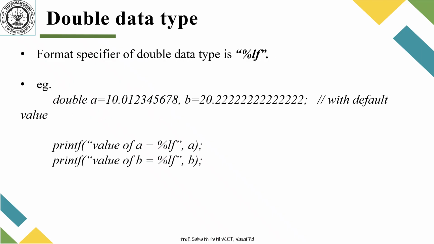Format specifier for double is %lf. For example, I declare variables a and b as double variables which have more than 6 digits after the decimal point. So in the printf statement, in value of a is equal to, I use %lf comma a, or %lf comma b.